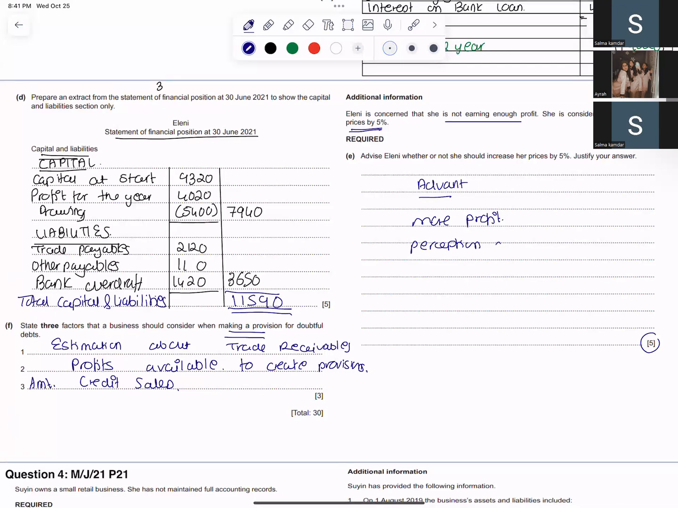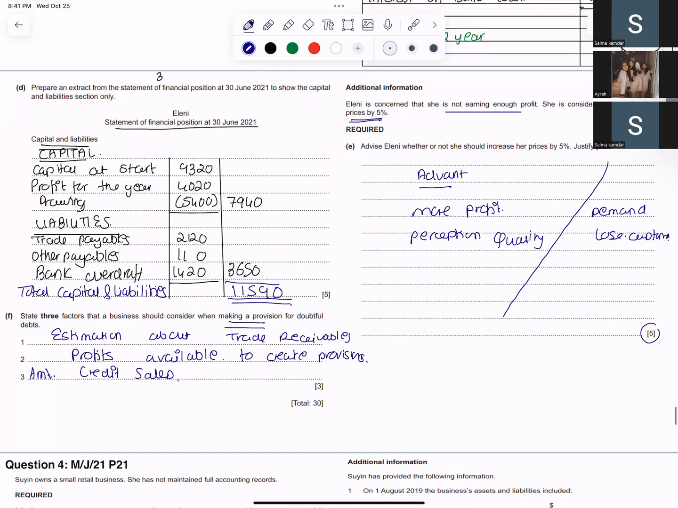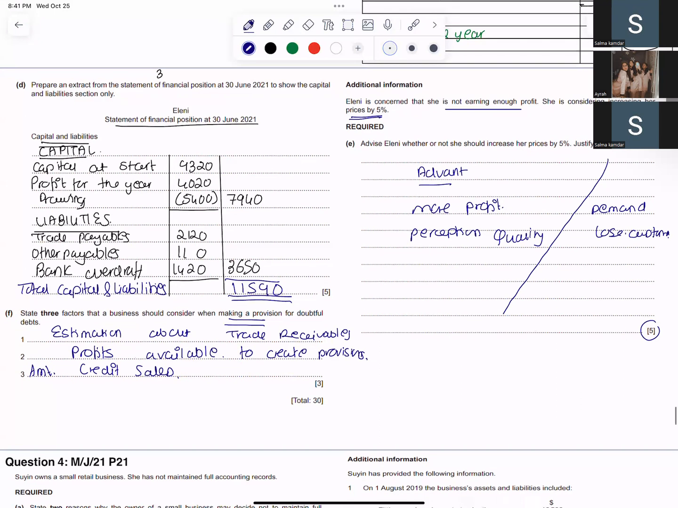But if she increases the prices, then it may affect the demand. She may lose customers. Demand will fall. So she can increase the price, but she should advertise it properly and use techniques to show that the increase in price is due to an increase in quality or other benefits. Factors that you consider while making provisions, you can also write past experience.